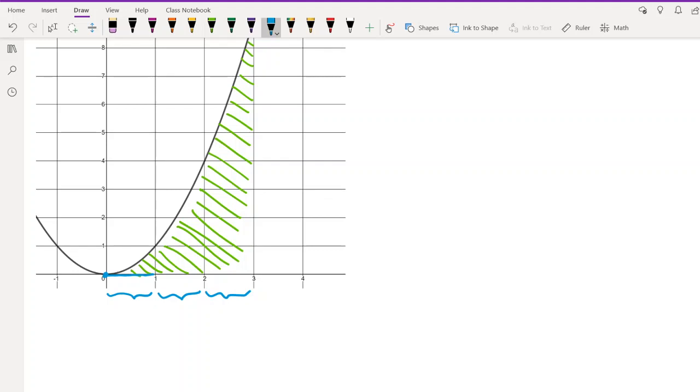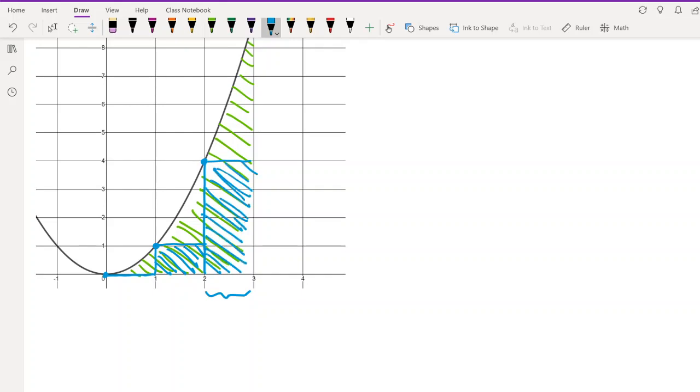Then our second interval from 1 to 2, we go to the left side of that interval, so that's 1, and we use that point to determine the height. That gives us a rectangle with a height of 1. And then for our next interval from 2 to 3, we go to the left side of that interval, so that's 2, and we go up to the graph, and that gives us a height of 4. And so this is our 3 rectangles.